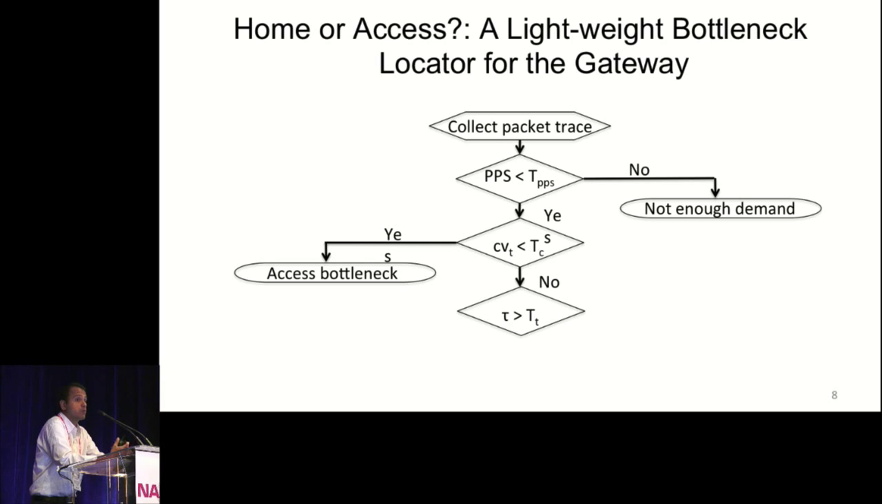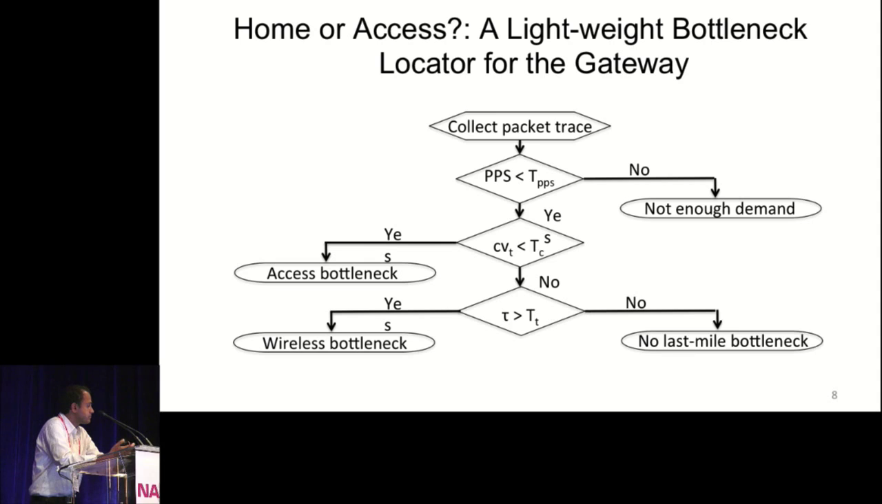So we check to see what the LAN RTT is. And if it exceeds a threshold, then we say that the wireless link is the bottleneck. And if it doesn't, then we say that there is no last mile bottleneck. This is important because you could have a sufficient flow rate, but you need not have a bottleneck in the last mile, and it can happen due to multiple reasons.